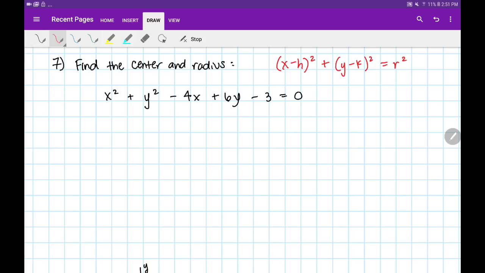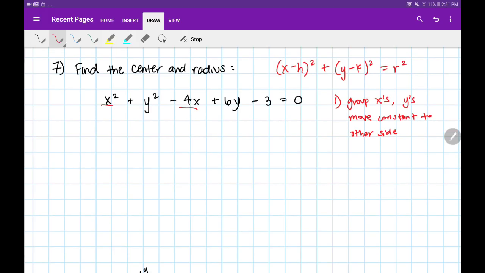So there's a lot of work we need to do. So let's begin first of all by getting number 1. So let's group our x's, our y's, and move the constant, which is just the number all by itself. Move the constant to the other side. Let's get this prepped, okay? So we'll get our x's together. Here are my x's. So I get x squared minus 4x. And I'm going to go ahead and leave a blank here so I can complete that square. And eventually this will turn into something looking like that.